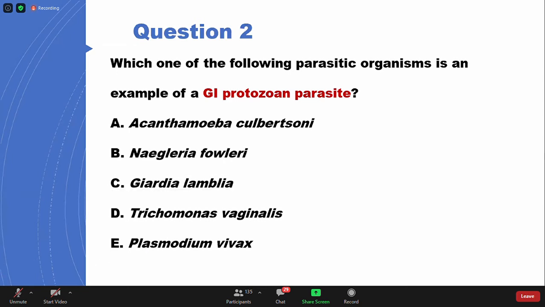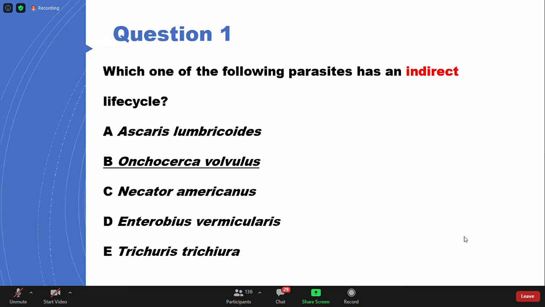All right, now for question number 1. The answer is B. Al-Walid Hijazi, if you want to explain why the answer is B. Al-Walid Hijazi. All right, Labiba, if you can explain why the answer is B.